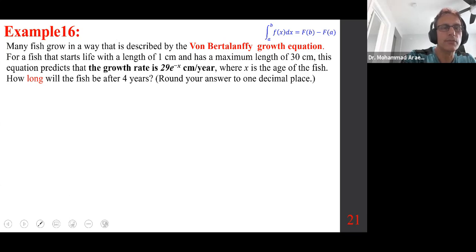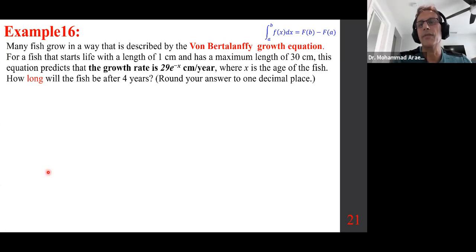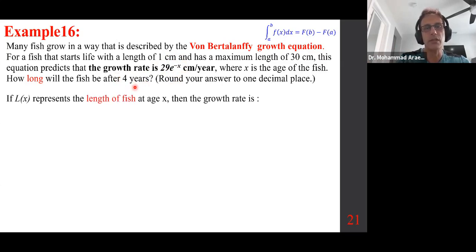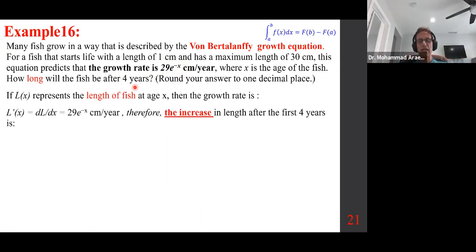We use the definite integral, the net change theorem, to find the amount of increase, because this is the growth rate. So if L of x represents the length, this is dL/dx or L prime of x. And so the amount of increase is the integral of this times dx, from 0 to whatever the question is asking, 4 years. So this is the explanation we had before.